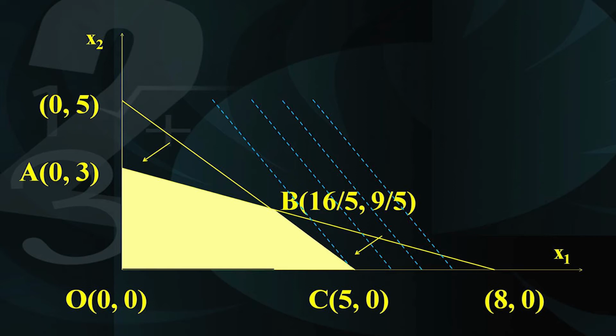So, this is the family of straight lines which represents the objective function. They are all parallel because we know the slope and we do not know the right hand side. So, by varying the right hand side of the objective function, we can easily draw the family of straight lines which represent the objective function.